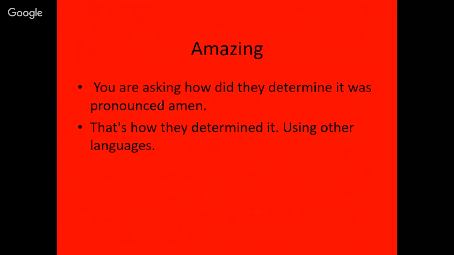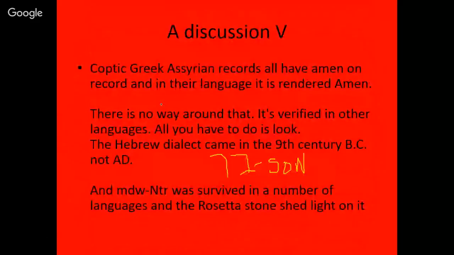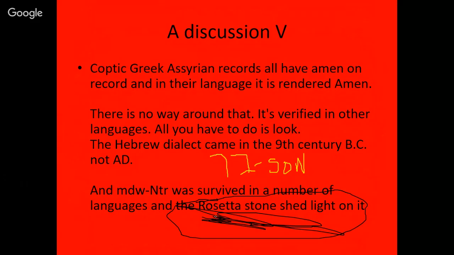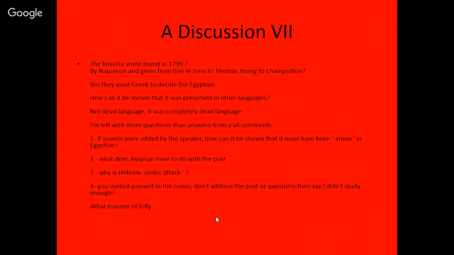Because remember, the guy earlier, brothers and sisters, right? Where's it at? He said the Metuneta was survived in a number of languages, and the Rosetta Stone shed light on it. Remember that the person mentioned here the Rosetta Stone. So when we look up the Rosetta Stone, it was found in 1799 by Napoleon Bonaparte. Napoleon Bonaparte, who had the black men in slavery in Haiti.